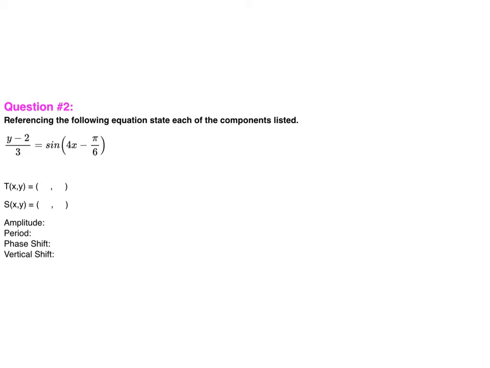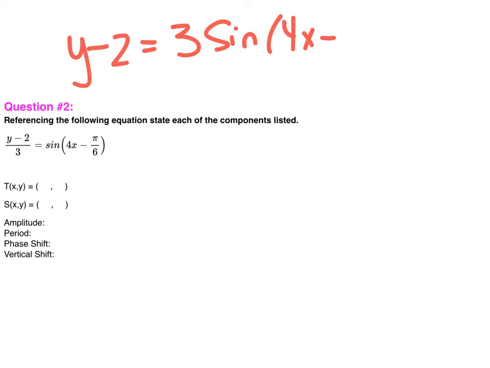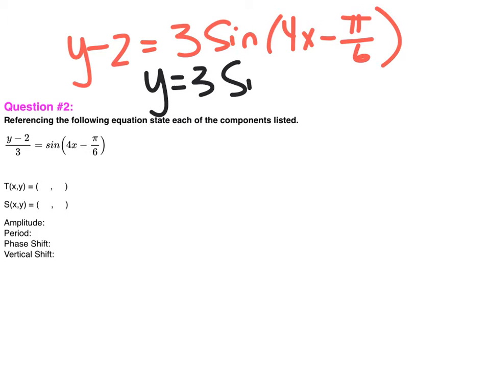So mathematically, why don't we go ahead and reverse that, divide it by 3, and I'm going to multiply both sides by 3 over here. And then I'm going to bring it up here. If I divide both sides by 3, it's going to end up looking like this. And then to wrap it up, I'm going to reverse the subtracting of the 2 by adding 2. So our final equation we're going to deal with is y equals 3 times the sine of 4x minus pi over 6 and then plus 2.